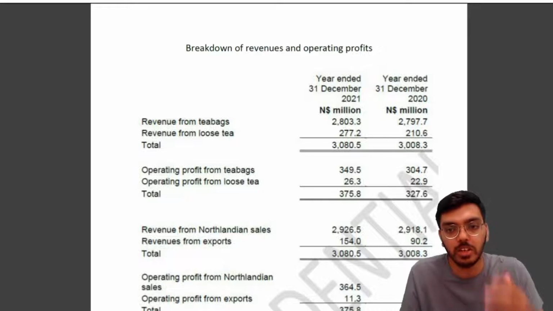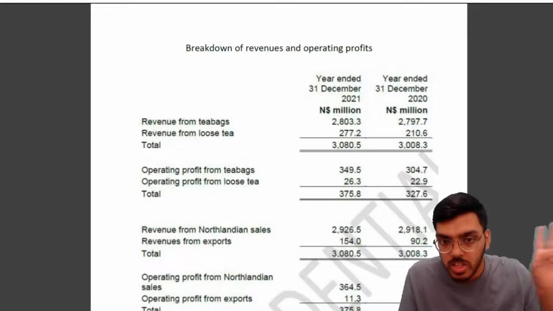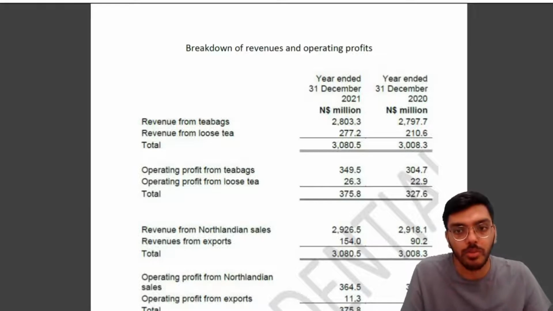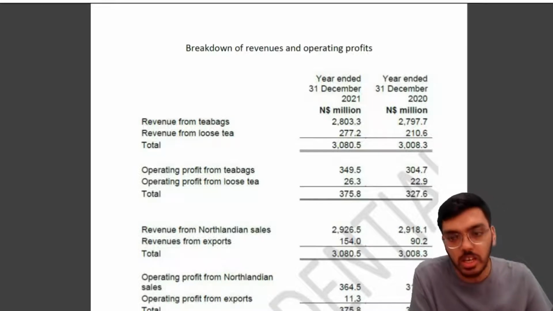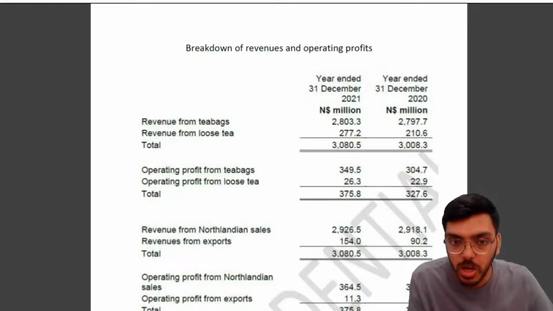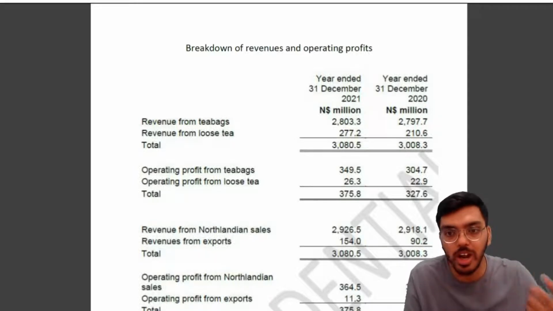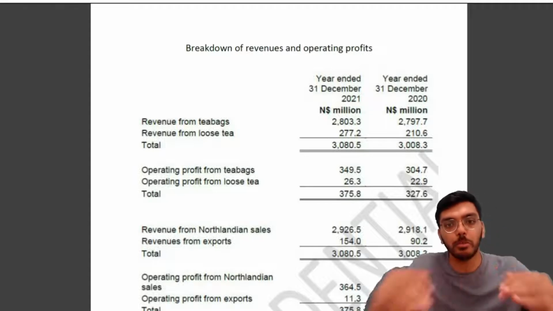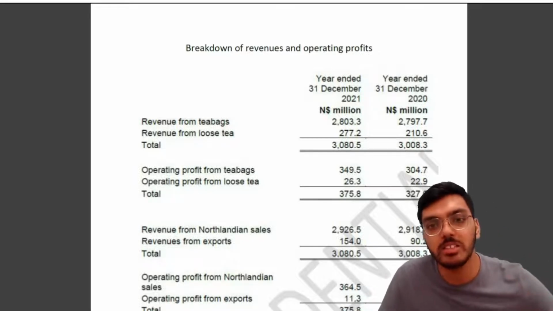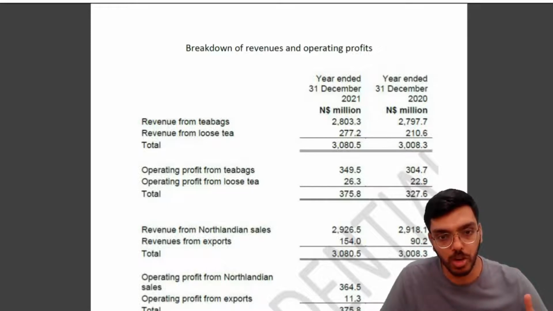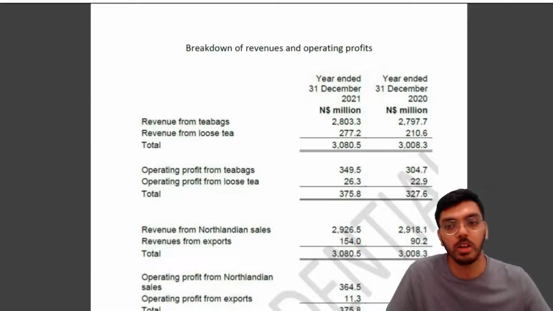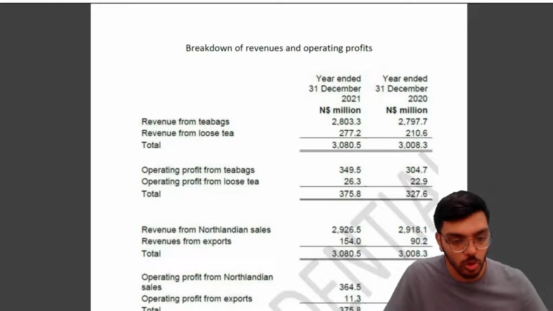and want to penetrate it further. Secondly, it tells us that loose tea is not a very popular product of ours. So how do I increase the loose tea sales? Is there any possibility for this? That's what we should now be thinking. So from the first segment, the revenue segment, we can see that the most popular product is tea bags and loose tea is less popular. Increasing its popularity should be our goal.